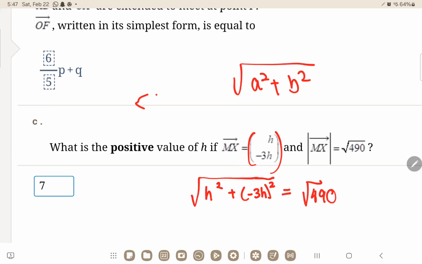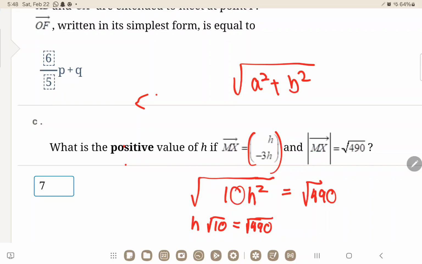First of all, we know that anything squared can be taken out of the radical sign. Before we remove it from the radical sign, first let's do this so everything is in squared form. Negative 3 squared becomes 9, and h squared, so it's practically 9h squared. Now when we add these two together, what do we get? We get 10h squared. And we know already that anything squared can be taken out. So you get h radical 10 equals radical 490.